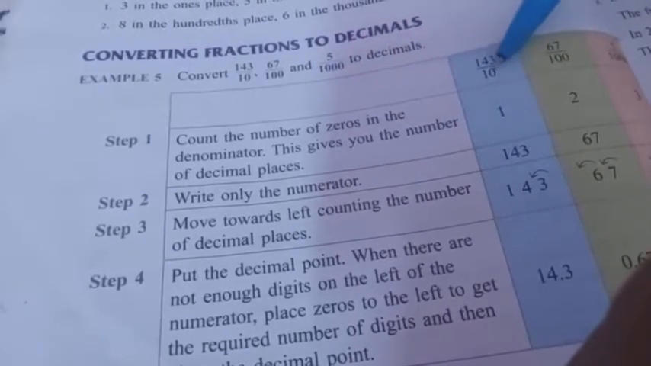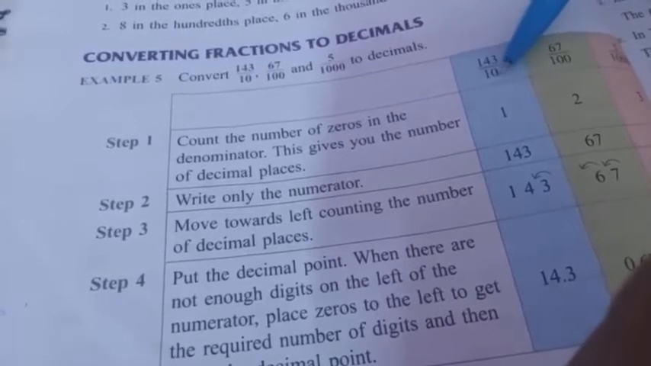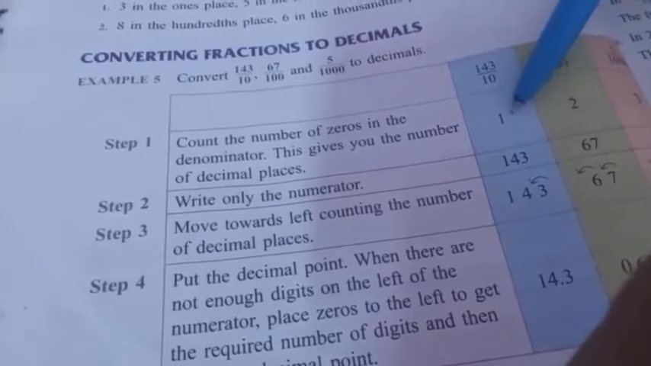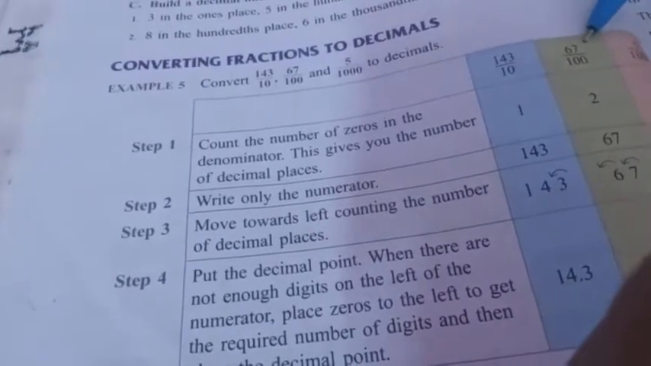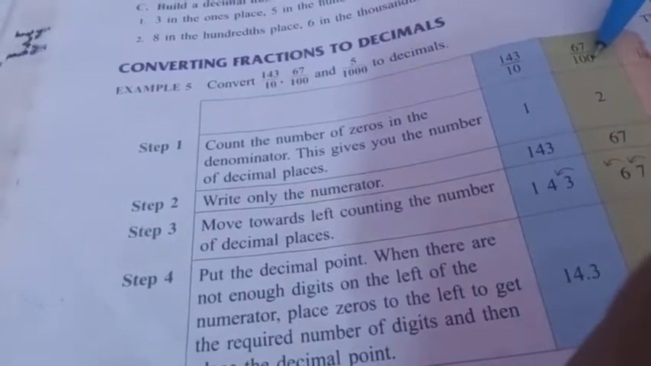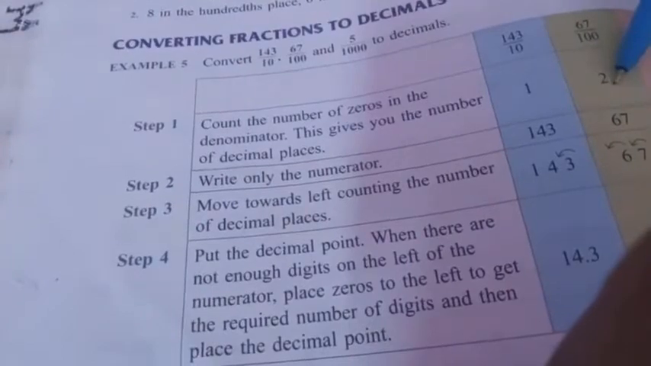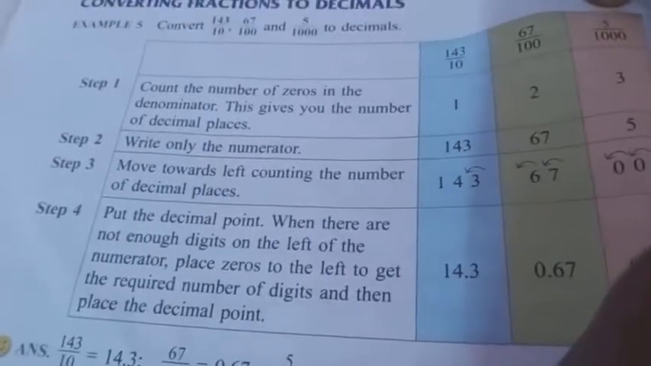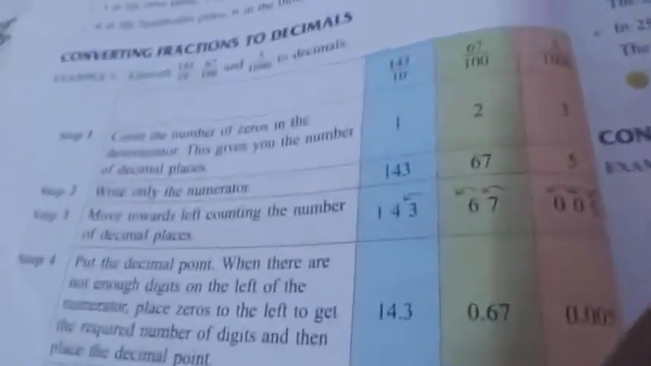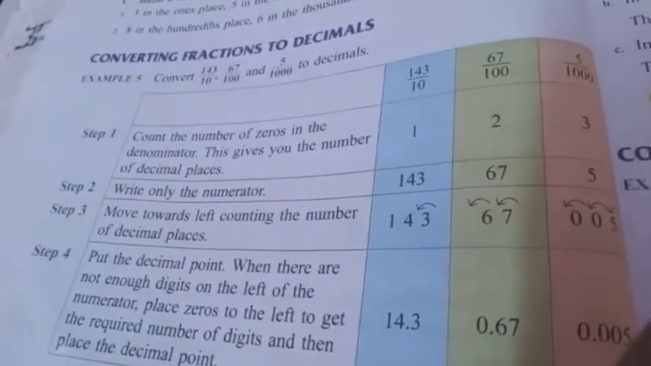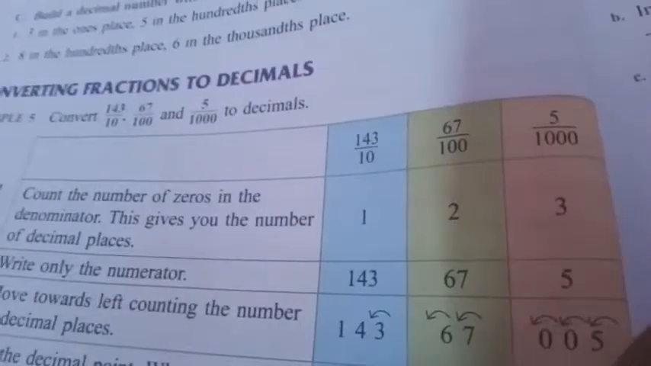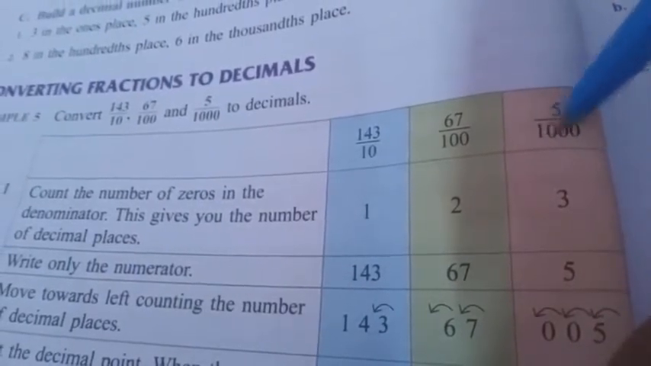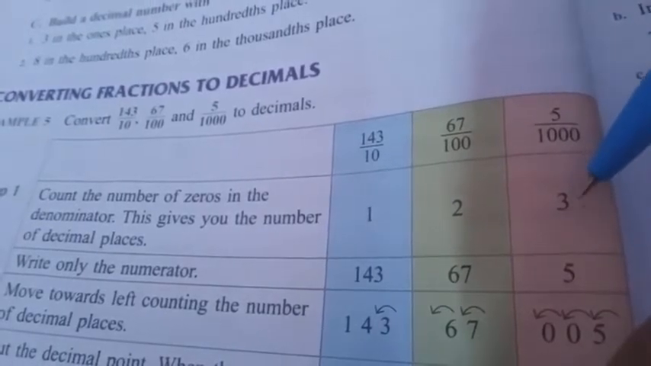So 143 by 10. How many zeros are there in the denominator? Here 10 means we have 1 zero. So write here 1. Next, 67 by 100. For 100, how many zeros are there? 1, 2. 2 zeros. So here write 2. And then 5 by 1000. In 1000, how many zeros are given? Count 1, 2, 3. That's why here we place 3.